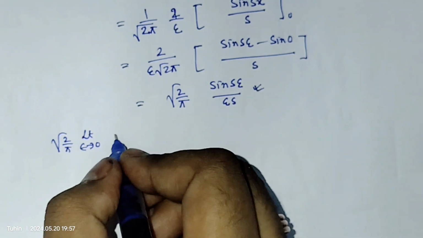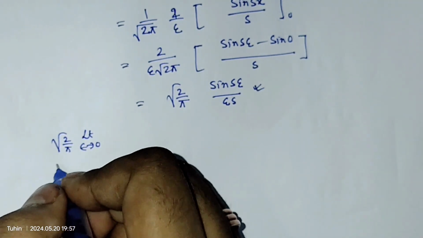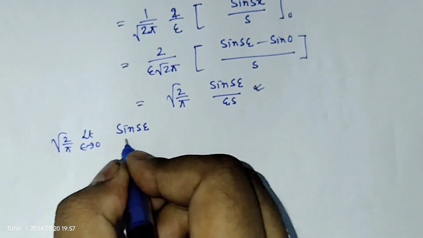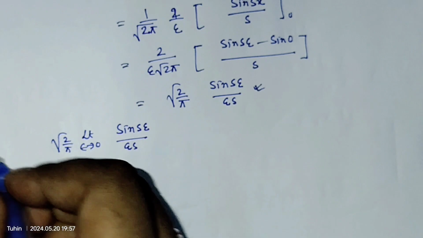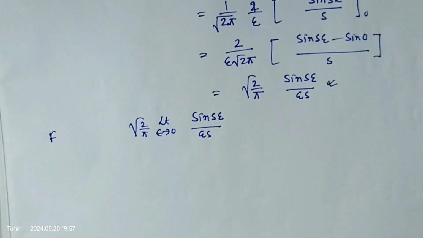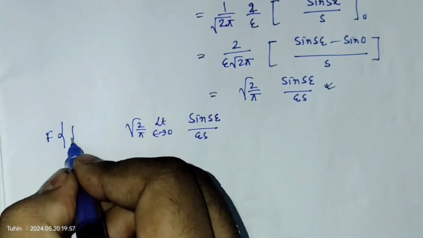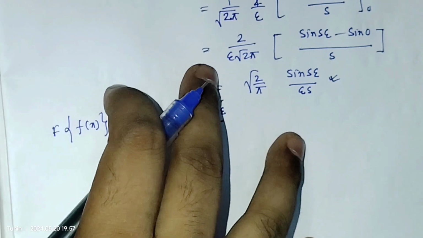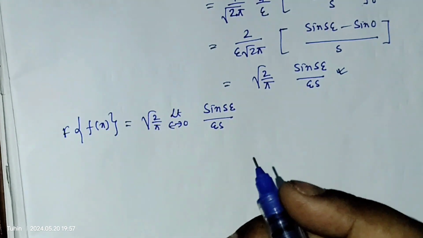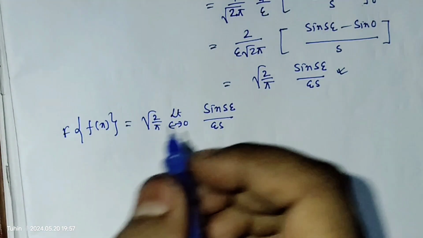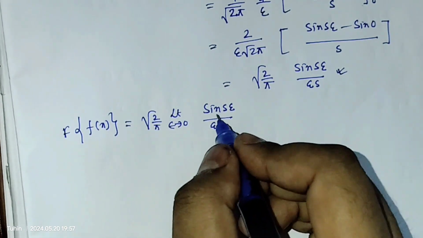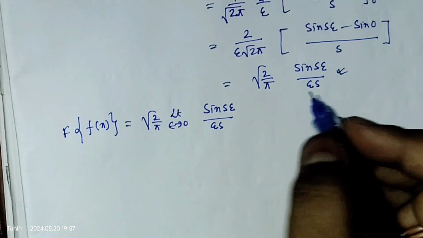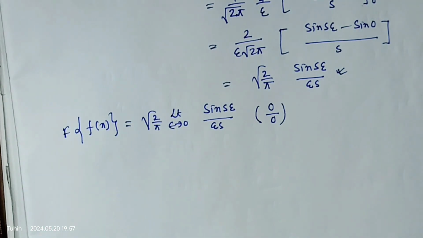Now this function you can take. I have written this on the left side because this is the constant term. So sin s epsilon by epsilon s, where f of x equals this term. I have already taken the limit, now you need to calculate this. If you substitute the value of epsilon, then sin 0 equals 0, and in the denominator epsilon is also 0. So this is a 0 by 0 form.